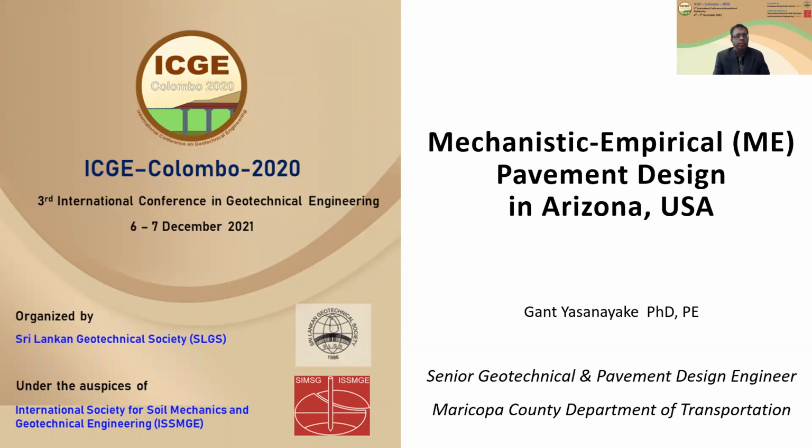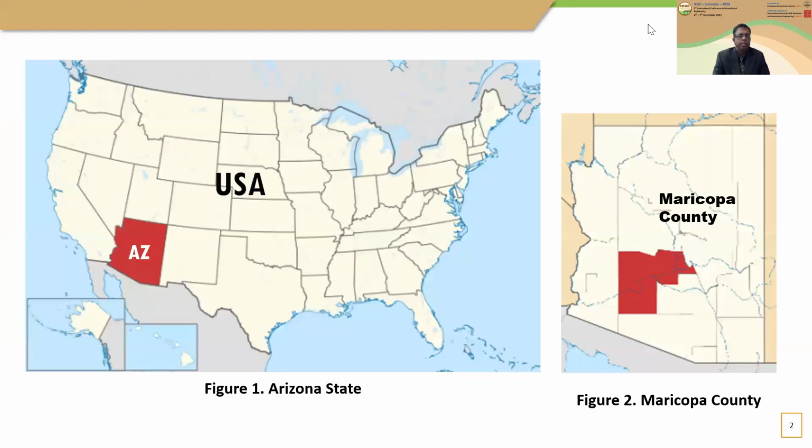ME design was available in the United States since the mid-2000s. However, MCDOT has been using 1993 AASHTO design method until 2018. AASHTO stands for American Association of State Highway and Transportation Officials. This presentation compares the two pavement design methods and how MCDOT is going forward with flexible pavement design. Arizona State and Maricopa County are shown in Figure 1 and Figure 2 respectively.